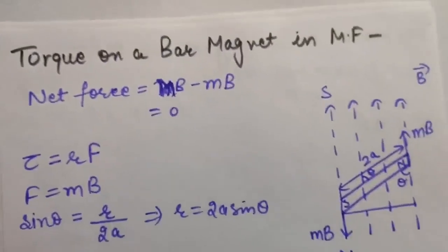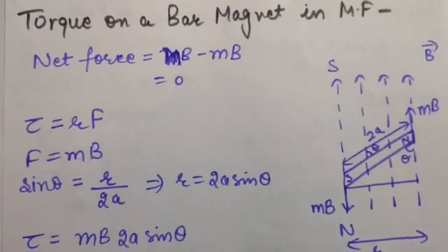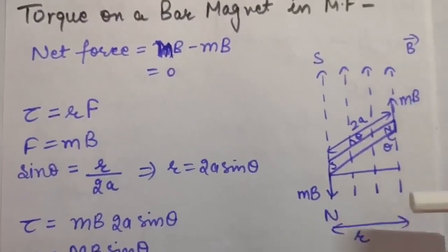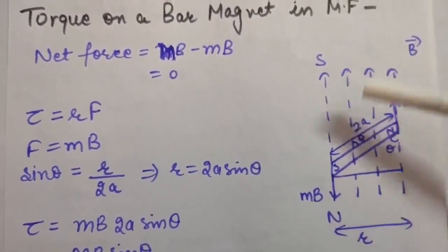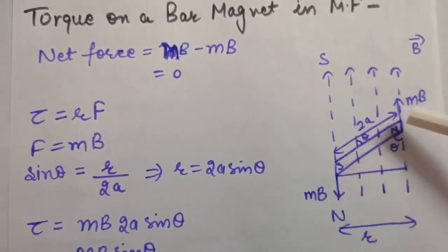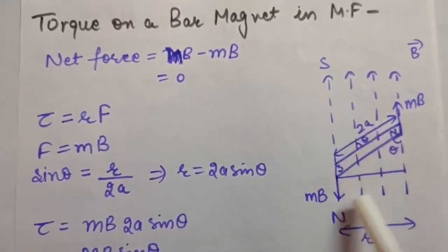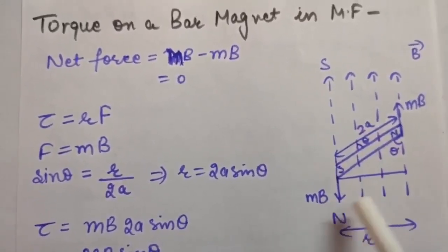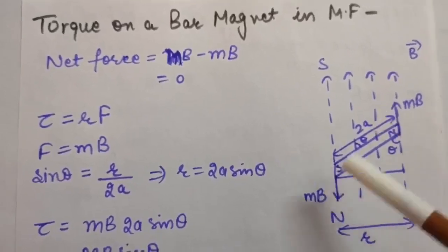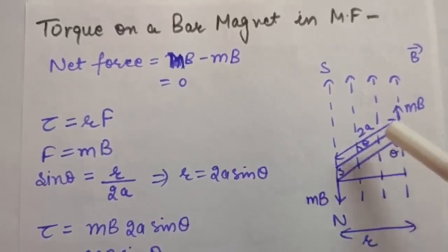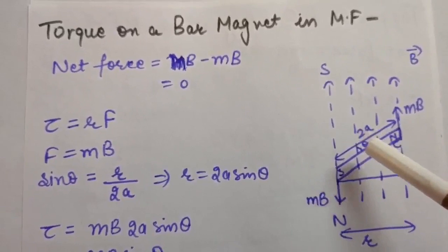So the first topic is torque on a bar magnet in a magnetic field. Okay, now look clearly here, this is the direction of the magnetic field, that is upwards. A bar magnet is placed in this magnetic field whose length is 2a. And this is the distance r up to which this magnetic field is spread. And let us suppose initially this magnet is kept at an angle theta with the magnetic field.